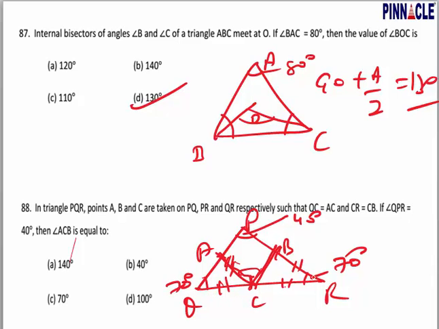Put the values. If this is 70, it means this line and this line, if this is 70, this would be 70. 70 plus 70, 140. That is, this is 40. This is 70, and this is also 70. If this is 70, this would be 70. 70 plus 70, 140. That is, it will be 40. 40 plus 40, 80. It means it would be 100, so that the straight line will become 180. 100 would be the answer.